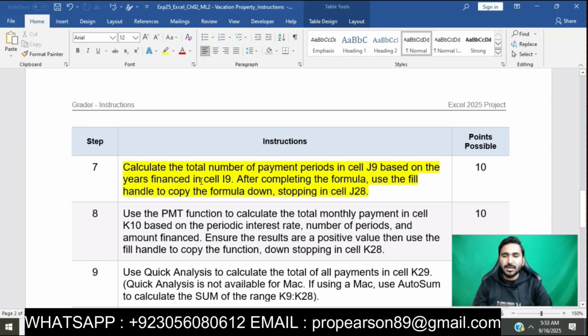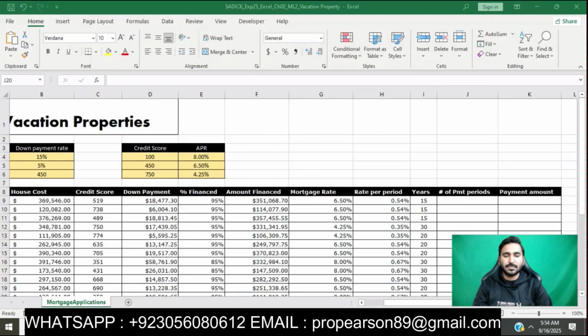Basically, in this question, we will calculate the total number of payment periods in cell J9 based on the years financed in cell I9. When we find this value, we will copy down the formula, stopping in cell J28. Simply, we will go to our Excel workbook, click on cell J9, press equal to, and then enter a formula in cell J9.